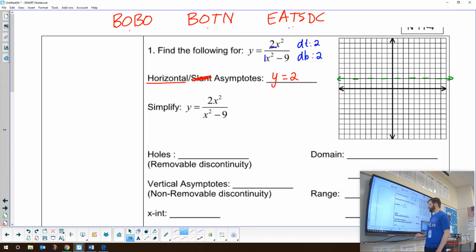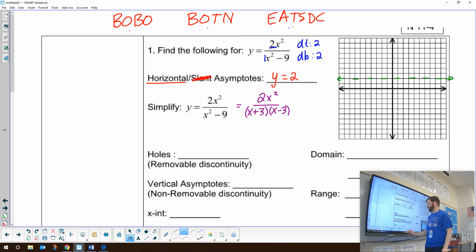What we are going to do is just factor the bottom. And see, can I factor the top? No. Can I factor the bottom? Yes. X squared minus 9 can definitely factor. It can factor to be x plus 3 times x minus 3. Okay, now, can't factor the top. We have factored the bottom. Is there anything that can cancel? Unfortunately, no. Nothing can cancel out.